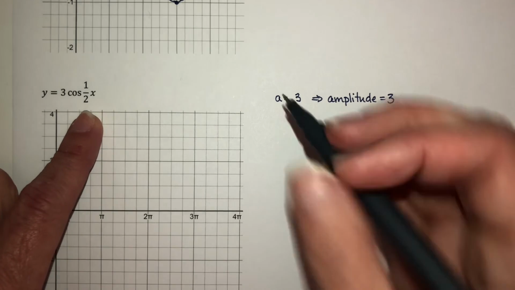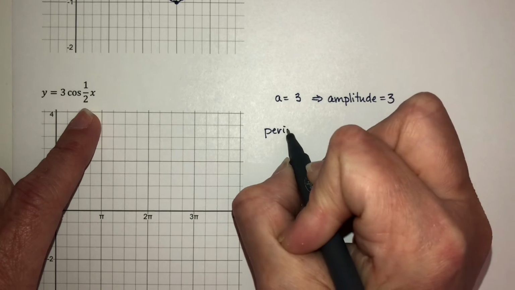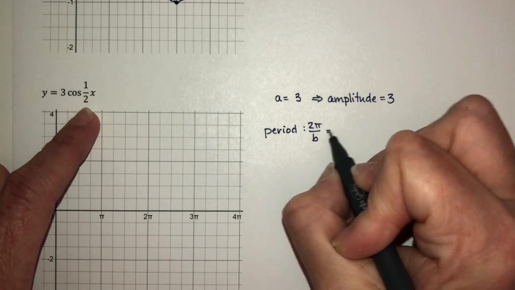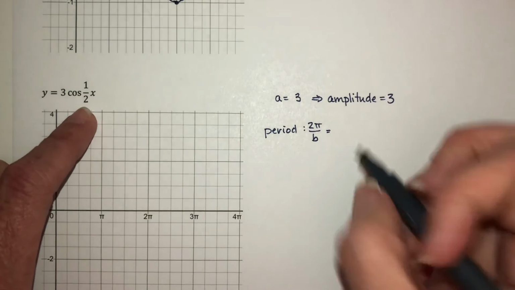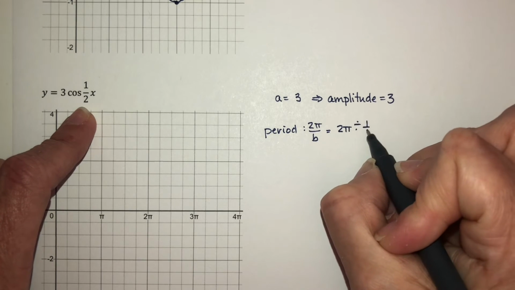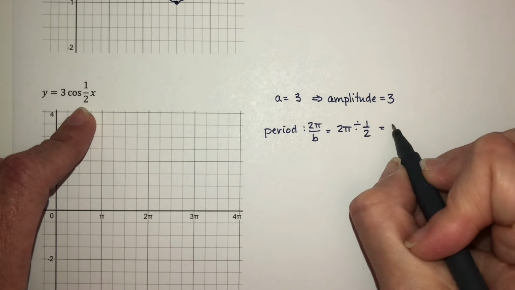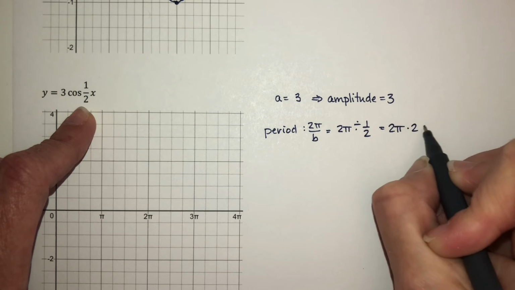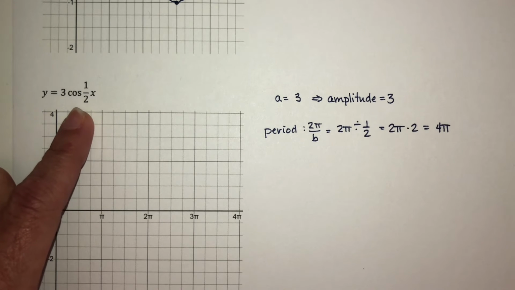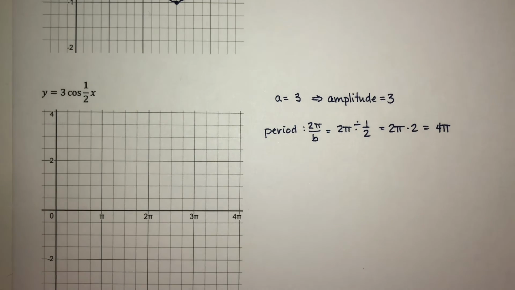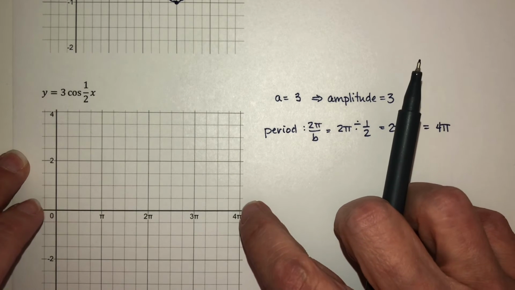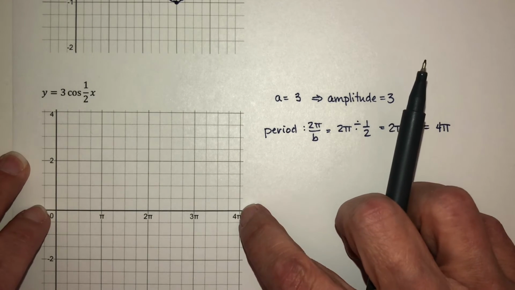Now let's find the period. The period is 2 pi over b, which is, since my b value is a fraction, you may want to write it like this. So this is 2 pi times 2. So our period here is 4 pi. Okay? Now, that means we're going to break the whole thing up. The whole cosine function is going to happen between 0 and 4 pi.